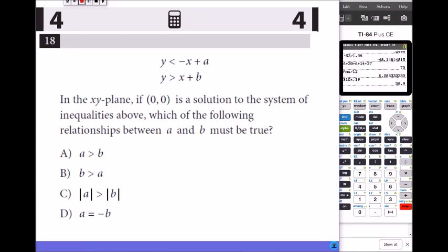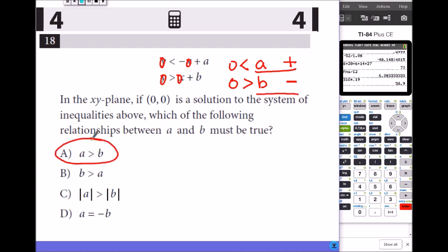18. In the xy plane, if 0, 0 is a solution to the system of inequality above, which of the following relationships between A and B must be true? So plug it in. X is 0, y is 0. So here I get 0 and A. This means A is greater than 0, so A is a positive number. Here 0 and greater B. This means B is less than 0, so B is negative. So obviously A must be greater than B because that's positive. A is greater than B.